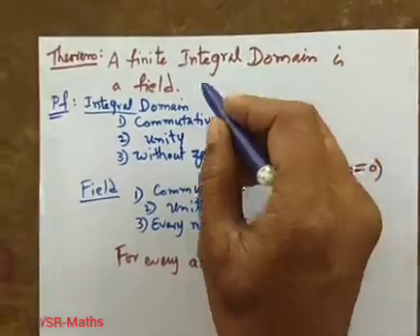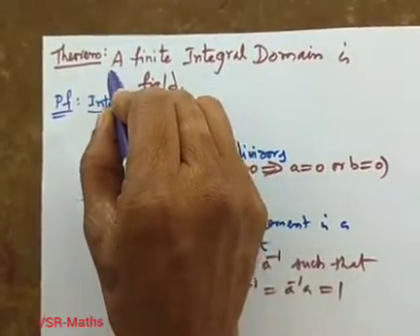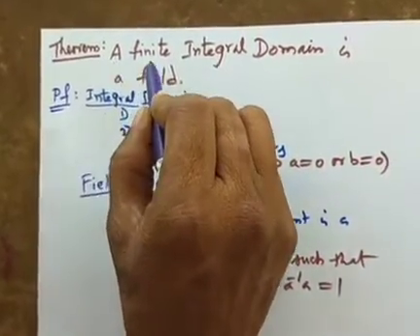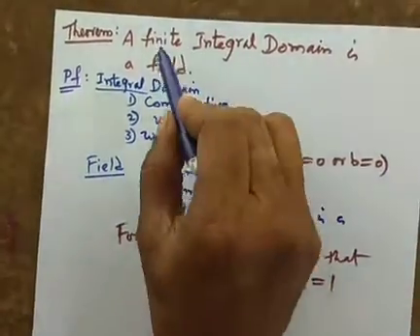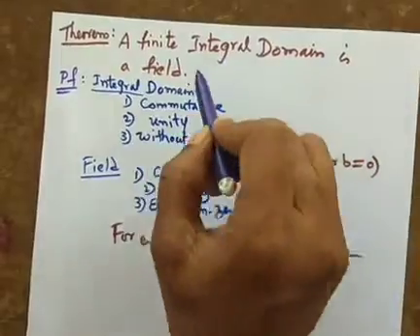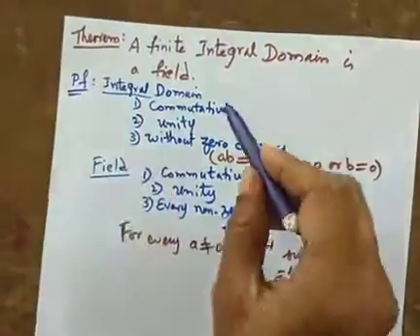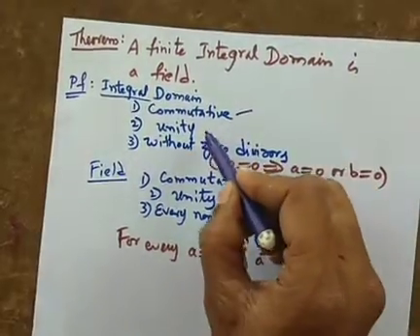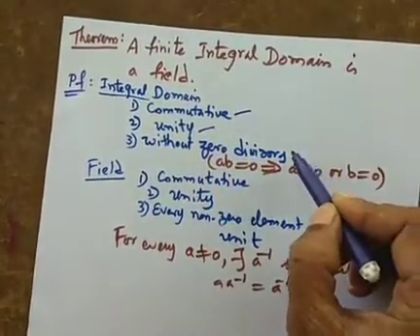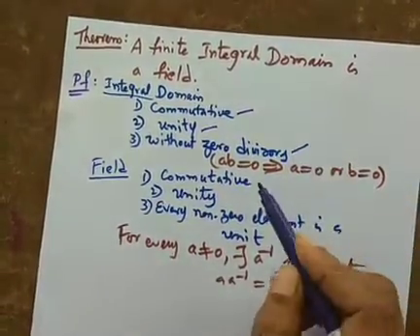This is the theorem we have to prove today: a finite integral domain is a field. Integral domain means a commutative ring with unity in which there are no zero divisors.